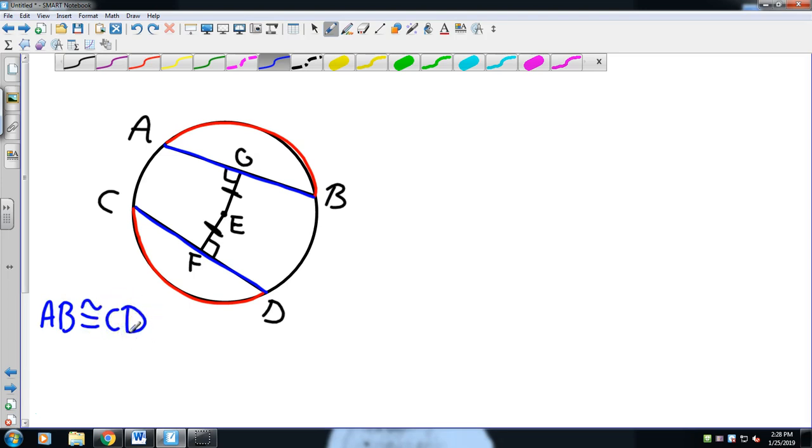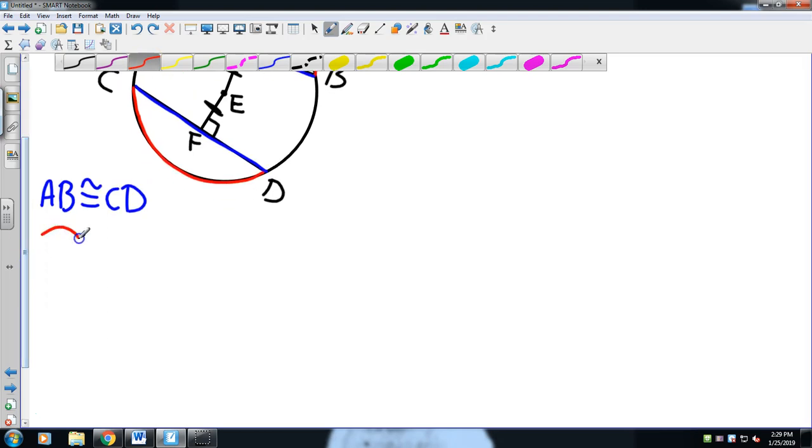Again, that's only if EF is congruent to EG. Those distances are the same, which in turn makes arc AB congruent to arc CD. And so that's the equidistant chords theorem. And that's about 9 minutes. That's chapter 10, section 3, using chords.